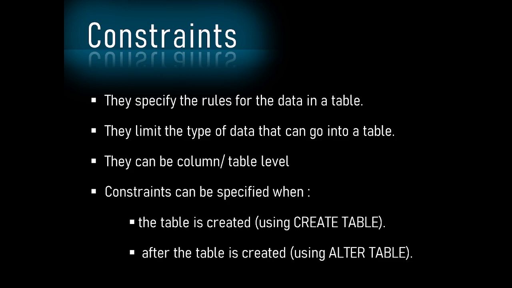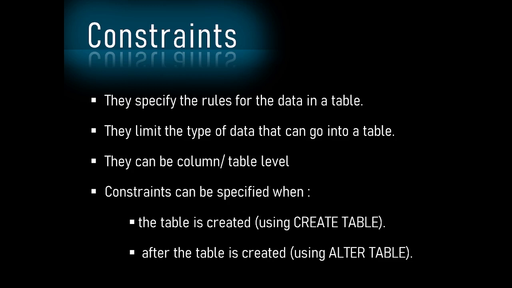For example, suppose we have a table employee, and in that table we have a column called ID. And we want that ID to be unique for all the rows, or if you want to set the ID as primary key, then we should specify the constraint primary key. So these are the constraints.